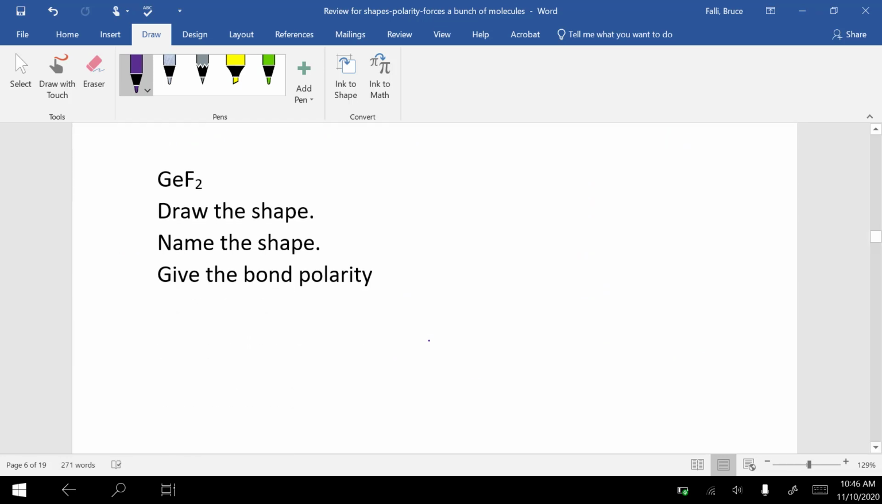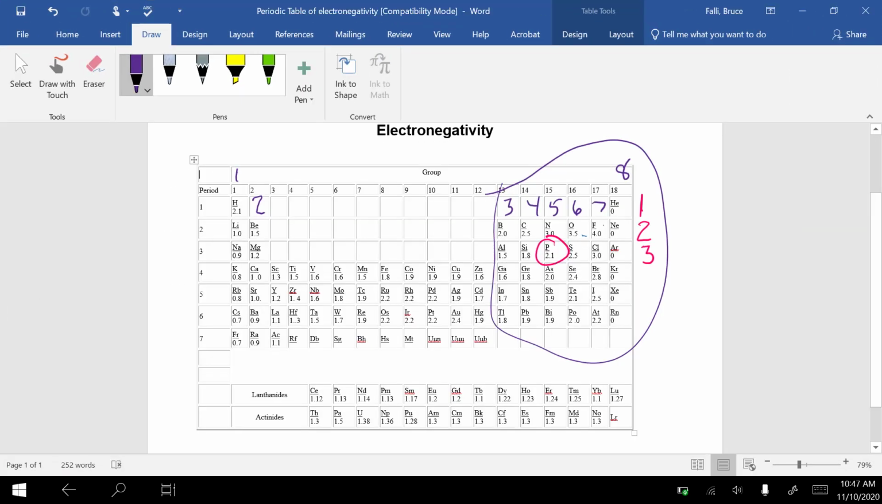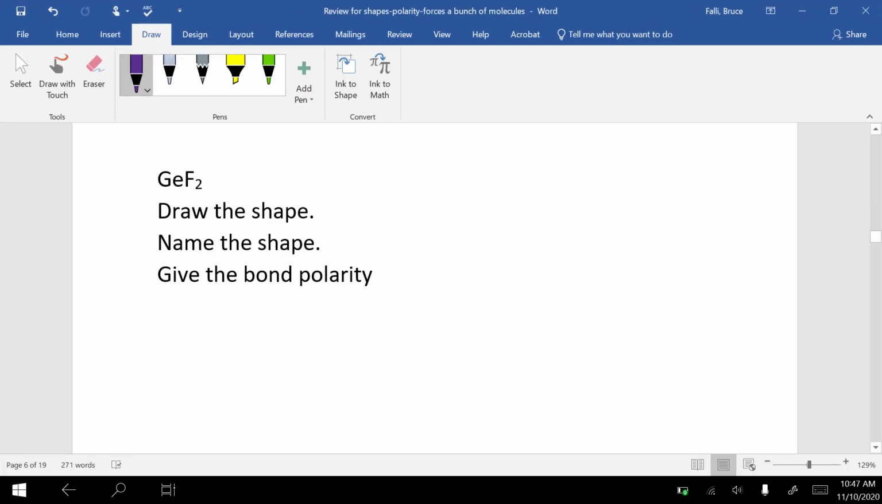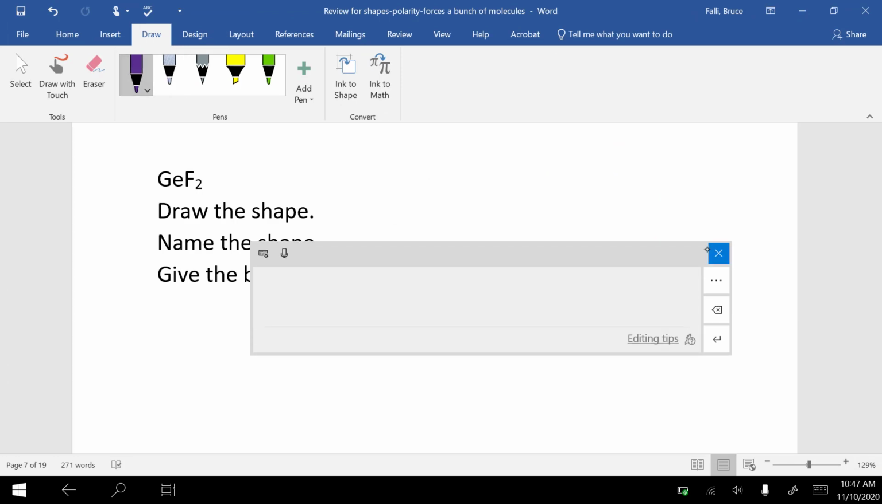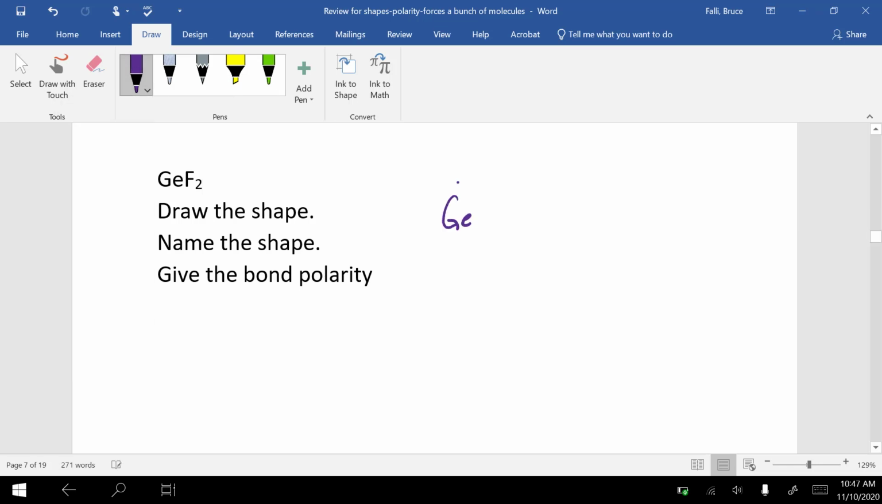GeF2. Uh-oh. I don't know what germanium looks like. So let's find germanium on our periodic table. Here it is. Germanium is like carbon. It's got 4 valence electrons. Ge, it's going to have 4. 1, 2, 3, 4. I've got F2. Each F has 7.